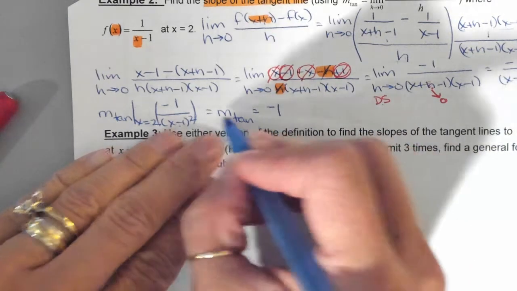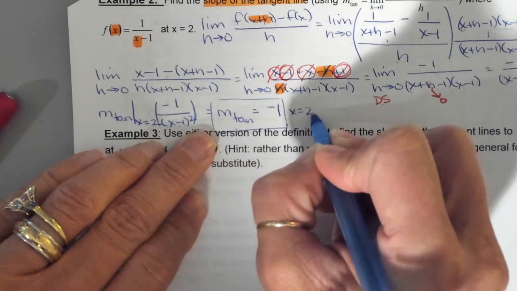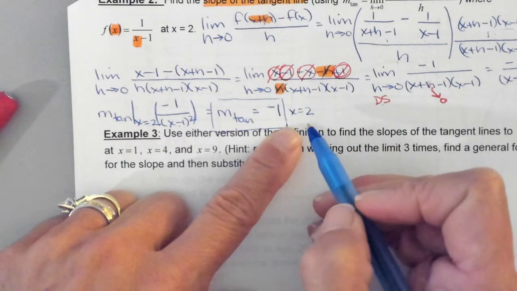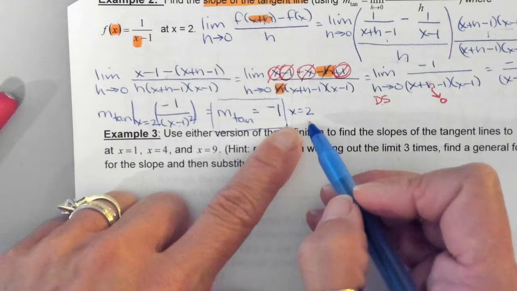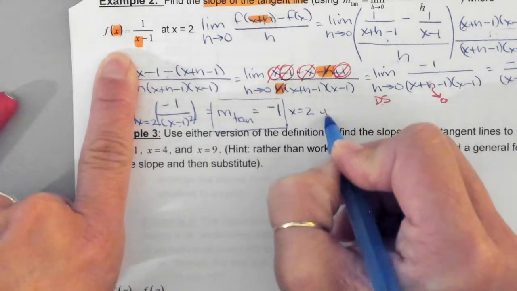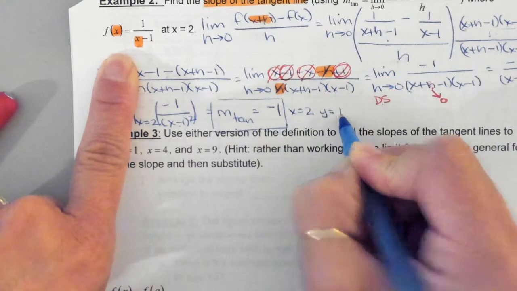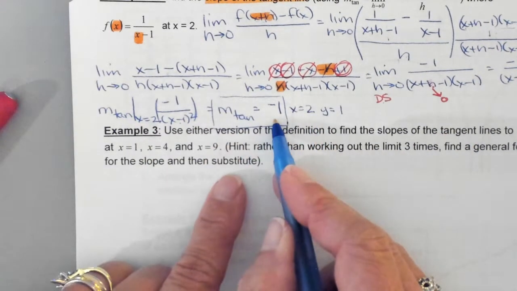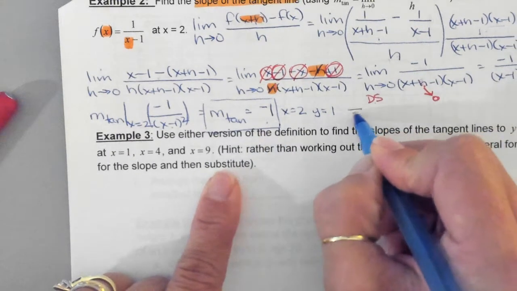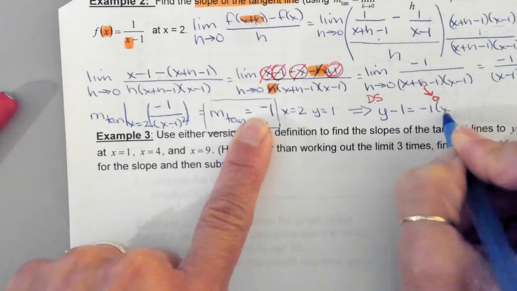Okay, so this is my slope. When x is equal to 2, what is the corresponding y value when x is 2? How do I find that? Plug x equals 2 in where for x? Up here, right? Okay, so that means my y value is going to be what? 1. Okay, I have a point and I have a slope. Can I write the equation of the line that's tangent to the curve when x is equal to 2? Okay, let's do it. Y minus 1 is equal to negative 1 times x minus 2.